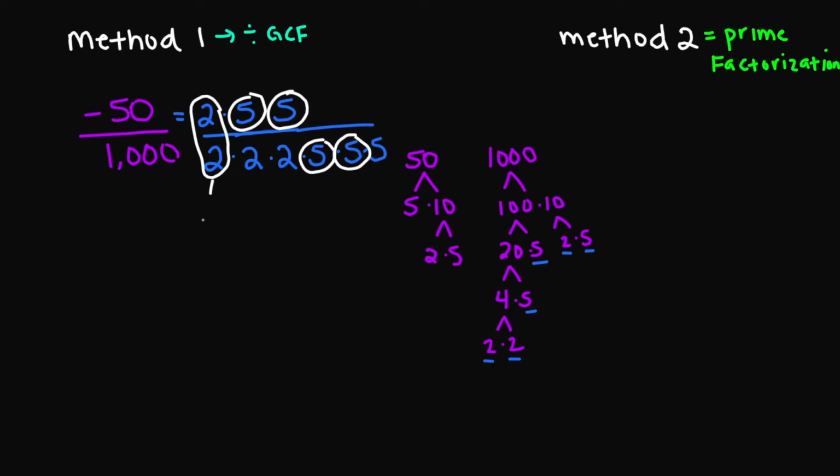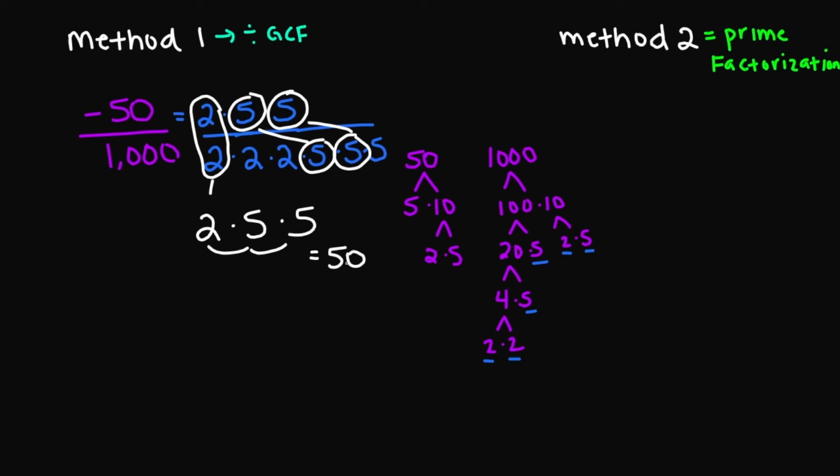So this 2, I'm going to write 1 time, times the 5 here. I'm going to write this 1 time, times the other match here. I'm going to also write this 1 time. So we have 2 times 5 is 10. 10 times 5, this is going to be 50. So your GCF is 50.